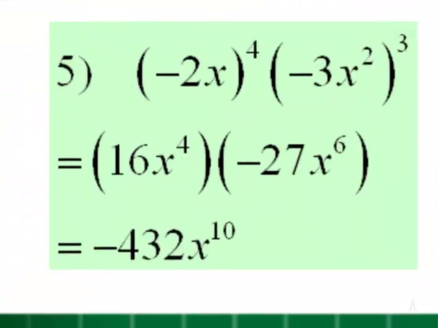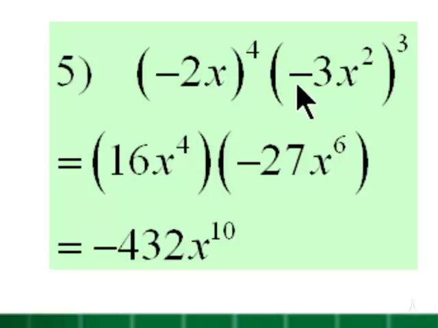In example number 5, here we need to be very careful because you have some minus signs here. Now remember, there's two ways that you can treat this. You can either say that minus 2 is minus 1 times 2, so you have then minus 1 to the power 4 multiplied by 2 to the power 4, which of course is 16. Or you could put minus 2 in brackets to the power 4, which will also give you plus 16.